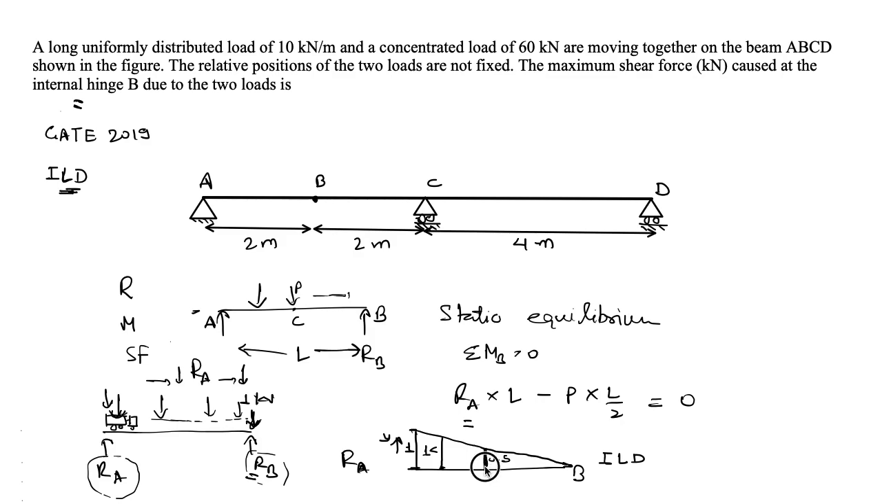So this ordinate here gives us the value of reaction. This is also the value of the reaction at A, just that it depends where the load is acting at a particular instance. So if the load is at A itself, then the value of reaction is 1, and if it is at C, that is the mid span, then the value of reaction will be 0.5. So that is the basic idea of an influence line diagram.